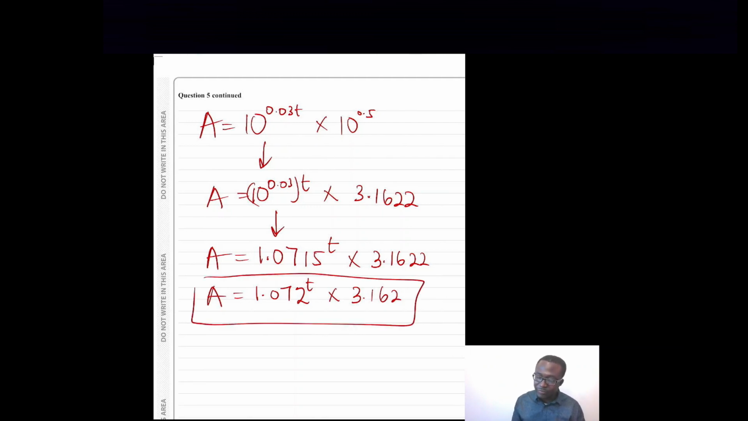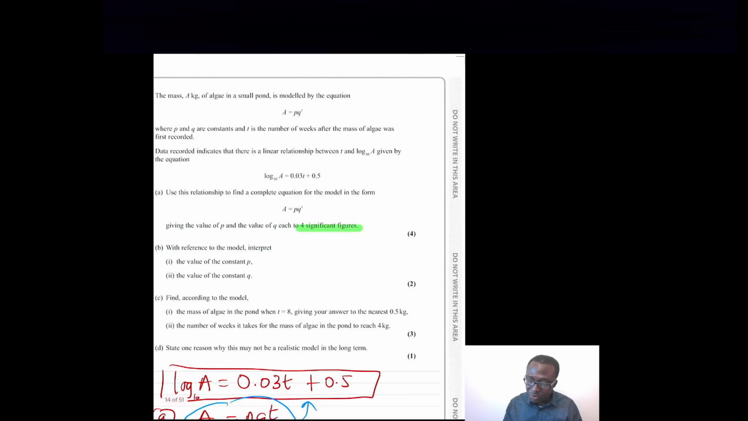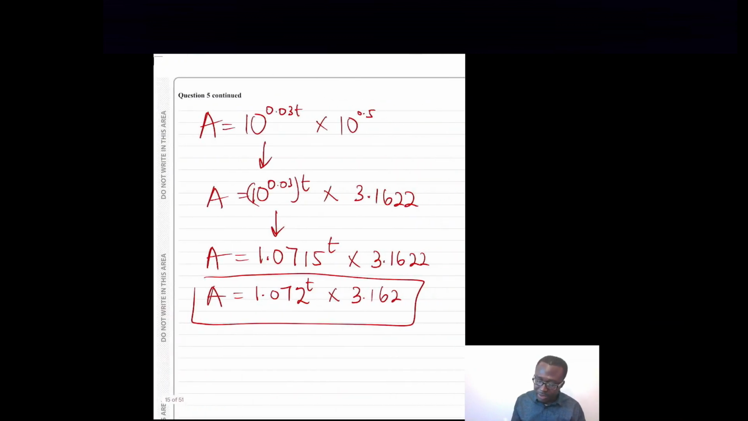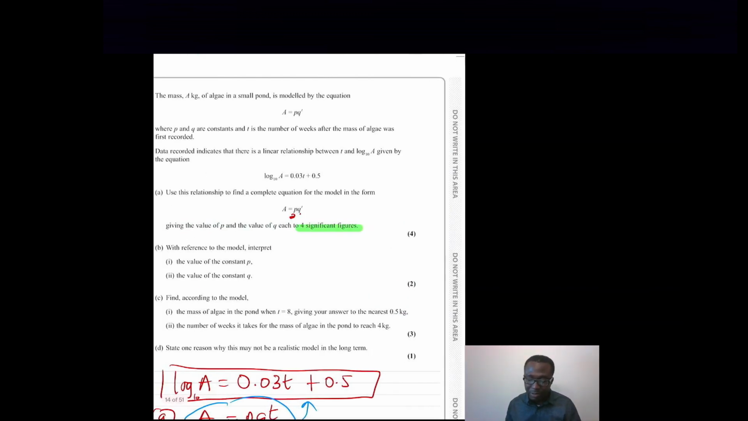So we can see from here that from what the question wants us, P is that number which is on its own, and Q is the bit with the power of T. So I can say my P is 3.162 and my Q is 1.072, and that will be our answer for the first part of the question.